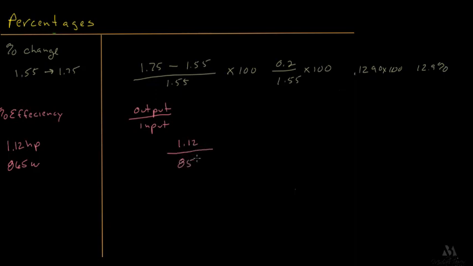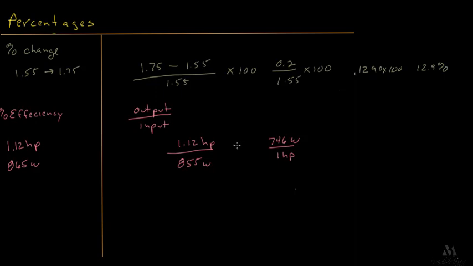Now the problem we've got right now is we need these to be the same units. So we need to either change them both to horsepower or change them both to watts. Let's change this 1.12 into watts. And you could look up in Appendix B and find out that 746 watts equals 1 horsepower.